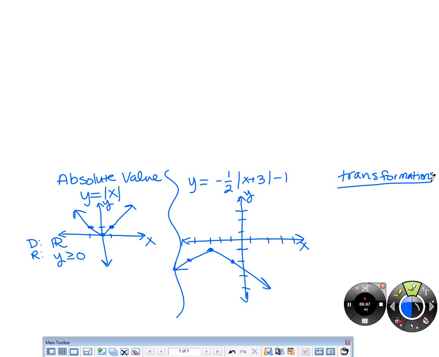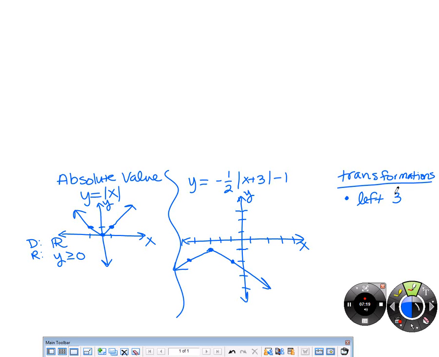So where do we look for horizontal transformations? Inside the function, right? So how many transformations are there? 1. And what kind of transformation is this? To the left 3. So we would list one of the things as being the fact that we go to the left 3 units. That would be our only horizontal change. Everything else that changed about this graph was vertical because nothing else is happening on the inside.